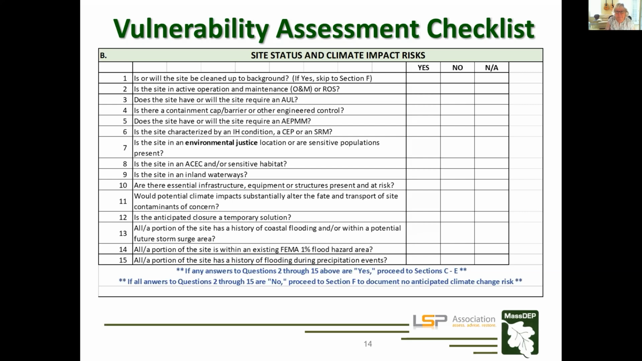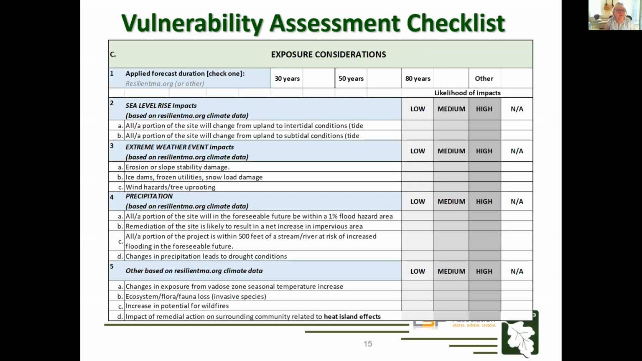And the LSPs can attach the checklist itself if they want to, but it's really just to document that the LSP has considered climate change. And if you get through the no's on this early checklist, then the depth of your consideration is done, and you can move on from there. So if you find that you really do have either site conditions or potential climate impacts that need a little bit of a deeper dive, then you move on to the next section.